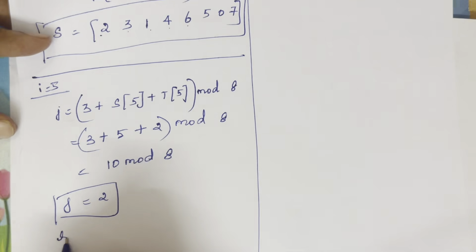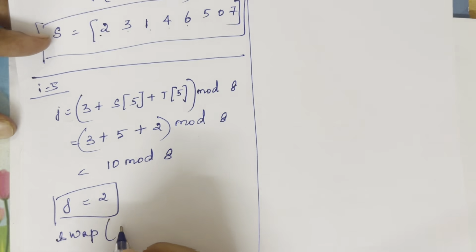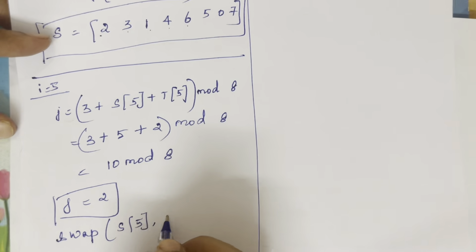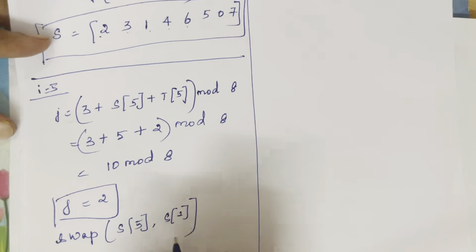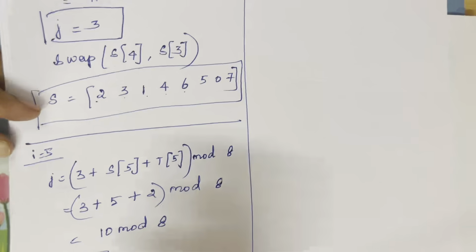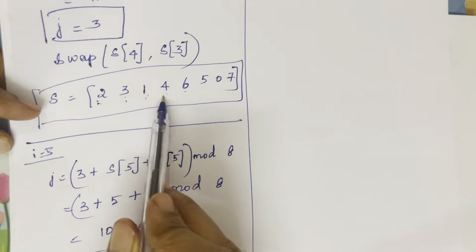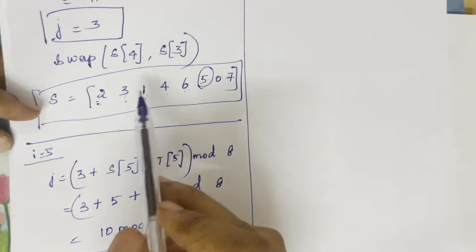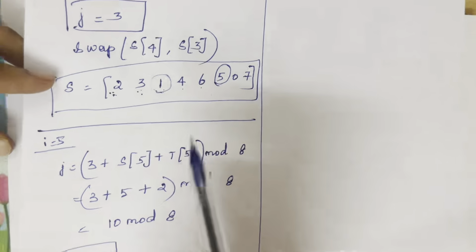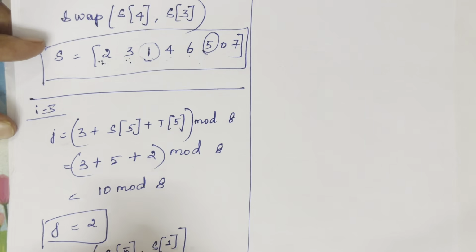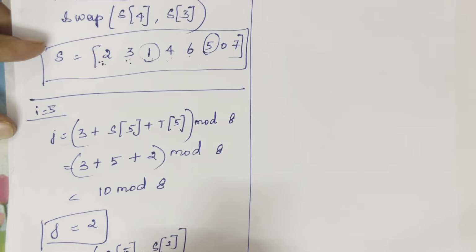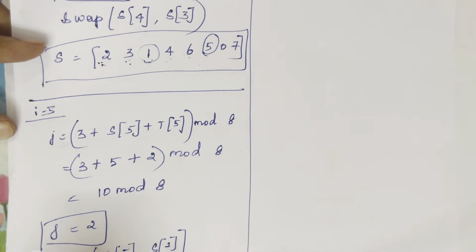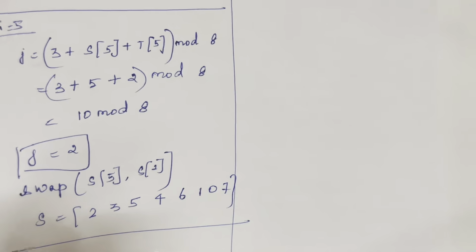Okay. So now you have to swap between s of i and s of j, that is s of 5 and s of 2. Between these two you have to swap. Now s will become 2, 3, 5, 4, 6, 1, 0, 7. This is what you will get after your iteration 5.